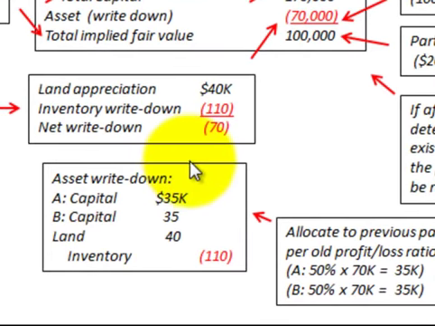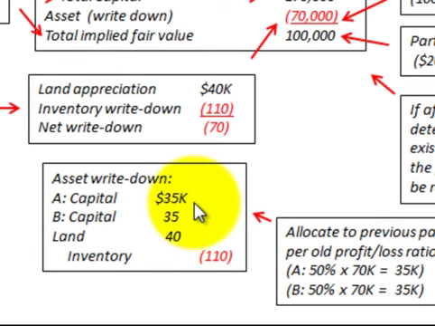So just looking at how we'd record this asset write-down, partner A's capital amount would be reduced by $35,000. Partner B's capital amount would be reduced by $35,000. They would be debited in this case. And then the land would be debited or increased for $40,000. And then our inventory account would be credited or reduced by $110,000. So this is our net write-down and how we'd handle that.